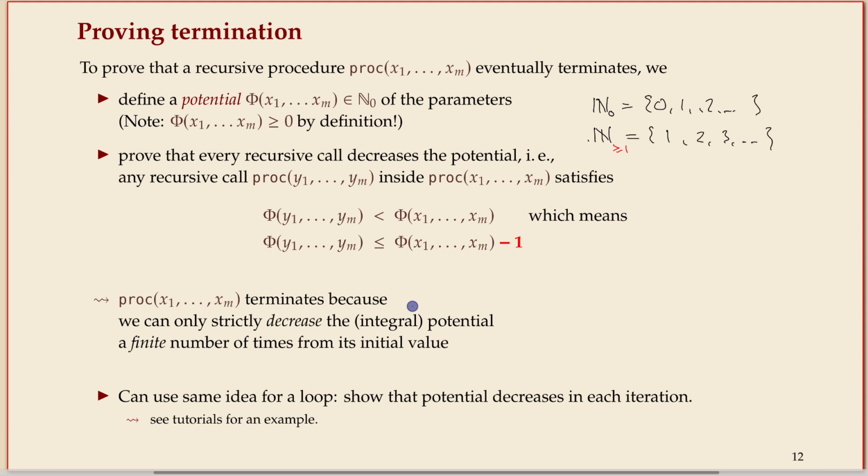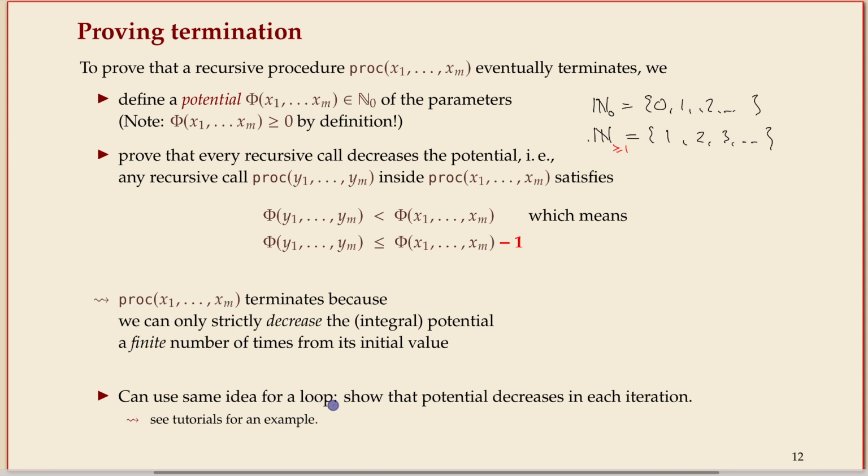And that's pretty much all for the abstract template. Again, you'll flesh out in an example how this works next week. But that means the procedure has to terminate, because it has to start with some finite value, namely the potential of the initial parameters that it's called with. And whenever it calls itself, something strictly goes down. You can only do that a finite number of times in the integers. Then you flatline at 0 and you can't go further.